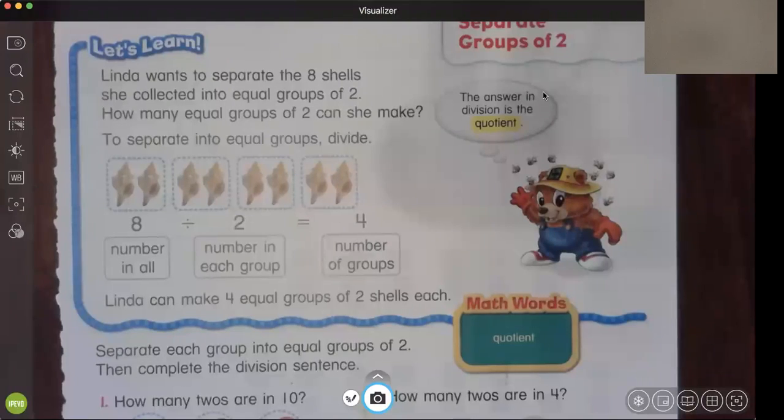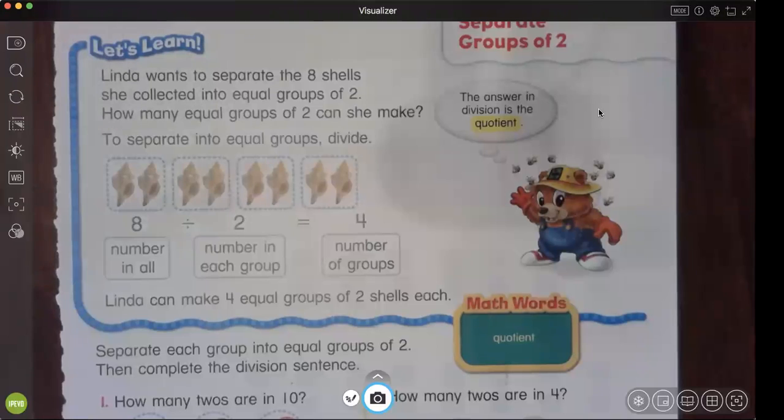So, we're doing lesson 9 today. And lesson 9 is equal groups of 2. Okay? So, the answer to a division is the quotient. Remember, the answer to an addition problem is the sum. The answer to a subtraction problem is the difference. The answer to a multiplication problem is the product. Now the answer to a division problem is the quotient, okay?